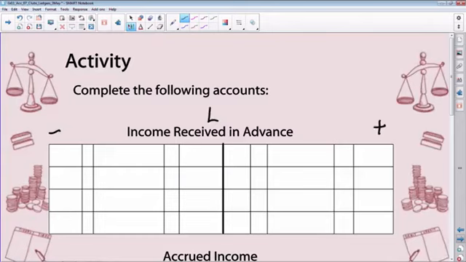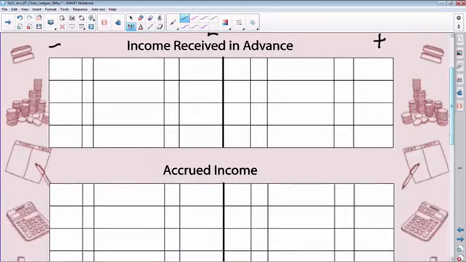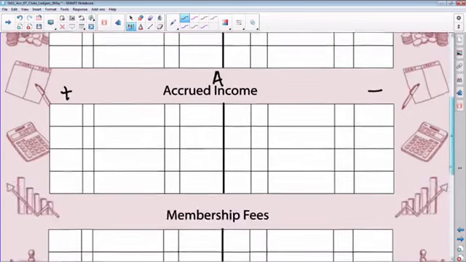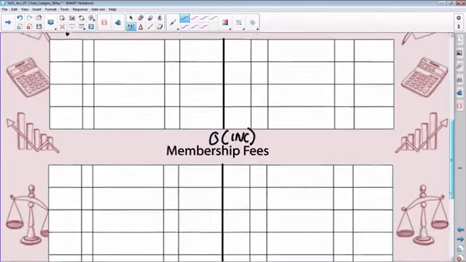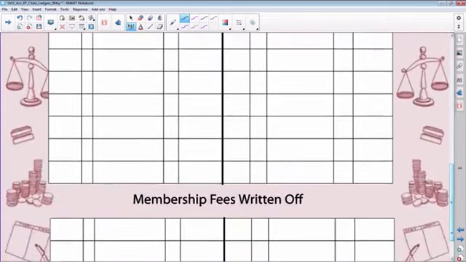And remember, income received in advance normally has an opening balance at the beginning of the year. Next account, accrued income, an asset, okay, plus minus, and there's often also an opening balance for accrued income, which we're going to get to in a moment. Okay, our third account is our membership fees, owner's equity, and this account is an income for the business. I'm just going to include that. Okay, and then finally, membership fees written off, owner's equity, and this is an expense for the business.